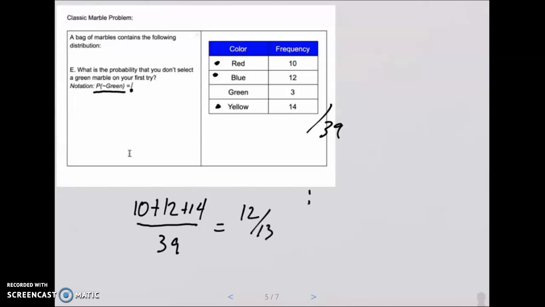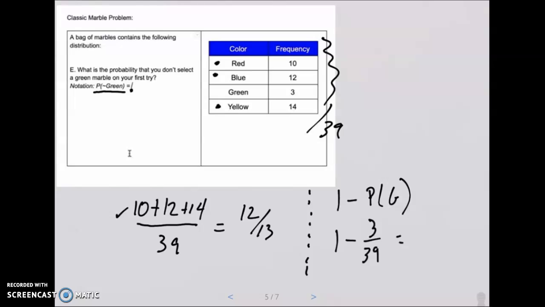There's another way you can do that. Because all of these probabilities, all of these distributions have to add up to 100%, what you can do is you can do 1 minus the probability that you have a green marble. So if you like it this way, that's fine, but there's actually an easier way to do it. 1 minus the probability of green. So 1 minus the probability of green is going to be 3 out of 39. So if I do 1 minus parentheses 3 out of 39, math, enter, enter, I should get the exact same thing. And I do, 12 over 13.